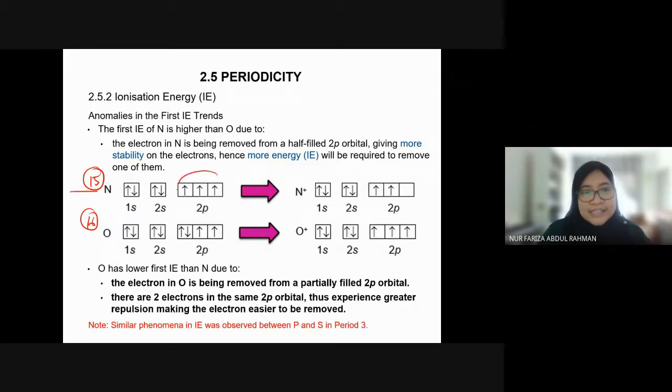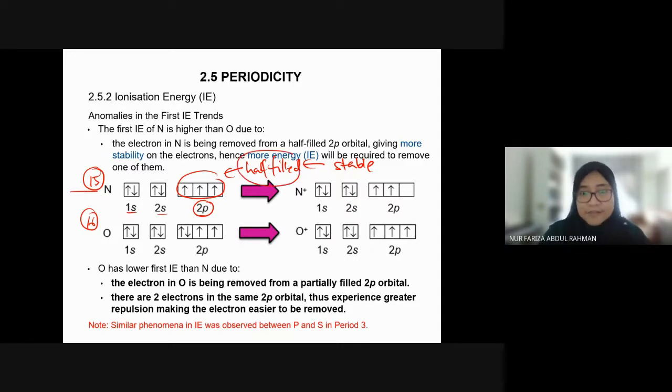As you can see, so buat betul 1s, 2s, 2p, and then this is what we call the half-filled orbital of 2p. The half-filled. So label, this is half-filled. Half-filled is stable. Stable means more energy is required to remove the electron. Dah siap.